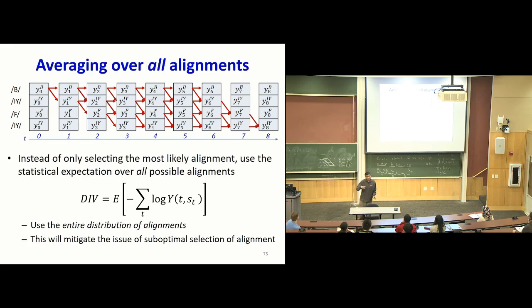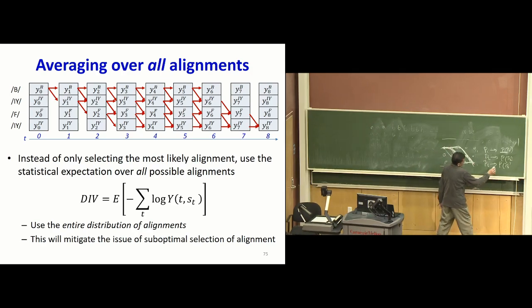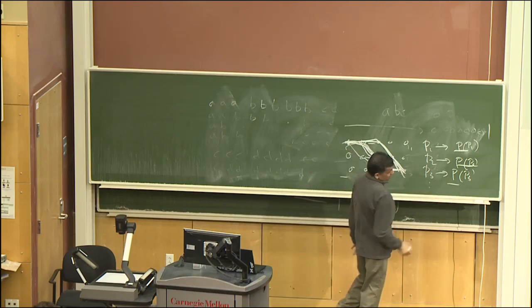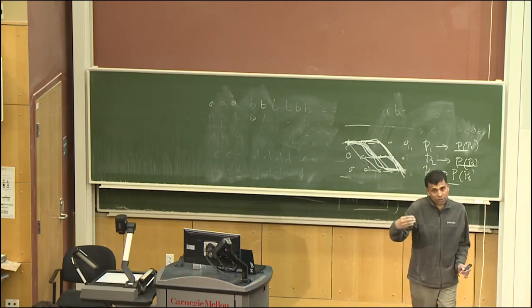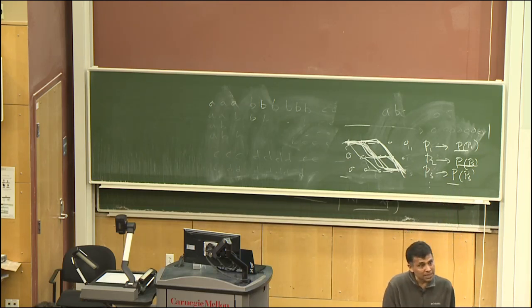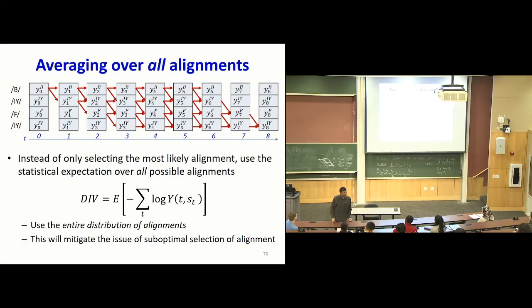I can take the expected divergence over all paths, which is to say that I'm going to compute the divergence for this path and multiply it by this probability, right? I'm going to compute the divergence for this path and multiply it by this probability, and so on. And I'm going to sum over the entire lot. Right? I'm computing the expected divergence over all possible alignments of the input to the symbol sequence.